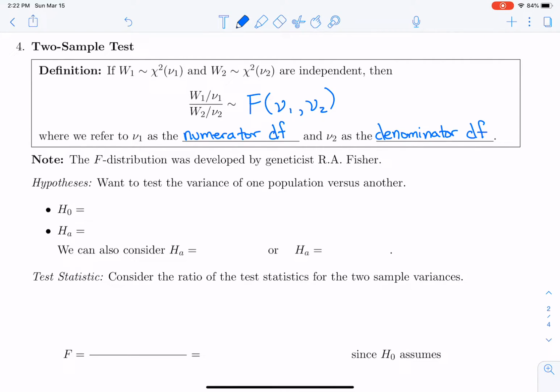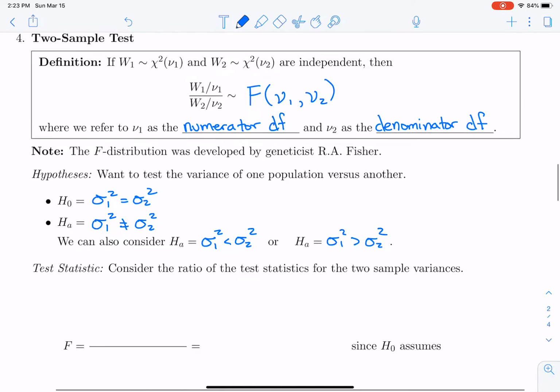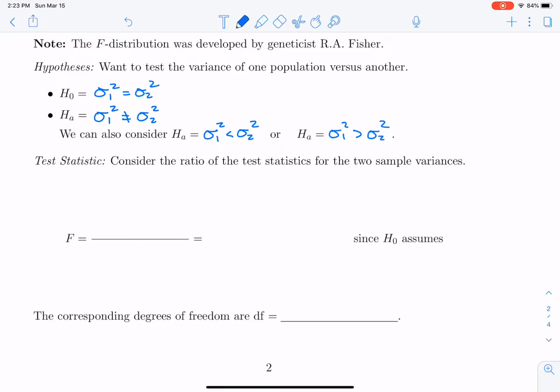So we want to conduct a hypothesis test where we test the variation of one population versus another. So our null hypothesis is that sigma 1 squared is actually equal to sigma 2 squared. And our non-directional alternative would be sigma 1 squared is not equal to sigma 2 squared. We could consider alternatives like sigma 1 squared less than sigma 2 squared, or sigma 1 squared greater than sigma 2 squared. And these would be one-sided alternatives.